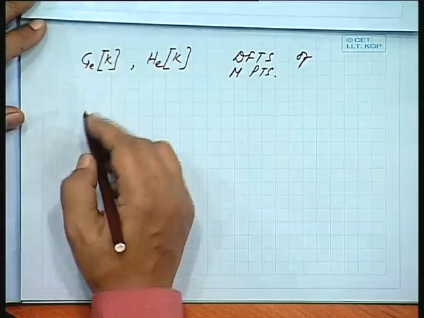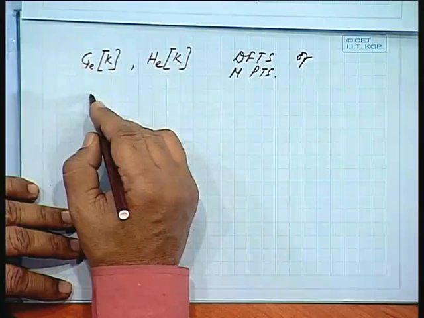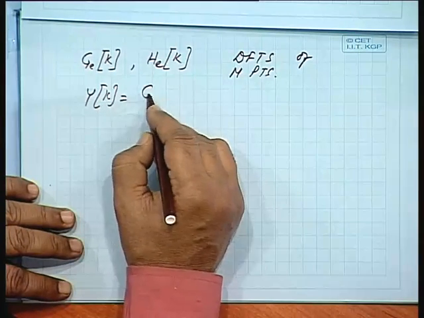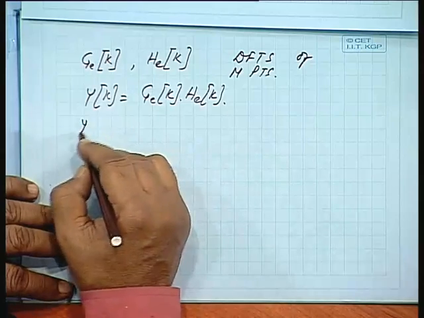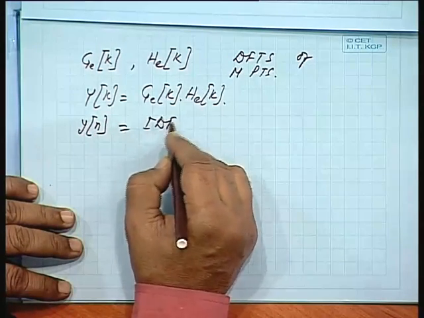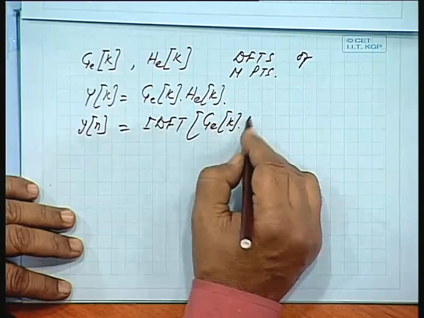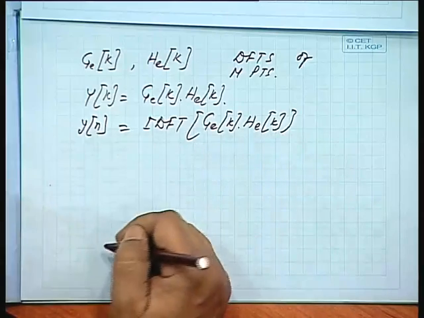Now, we know the property: if there are two sequences of identical lengths, if you take their DFTs and then take the product, and then take the inverse, we can get back the linear convolution, provided they are padded with a sufficient number of zeros. Otherwise, you have to go for circular convolution, is it not? So, here Y[k] is G_e[k] into H_e[k]. So, y[n] will be the IDFT, take the inverse of G_e[k] H_e[k]. It is as simple as that.